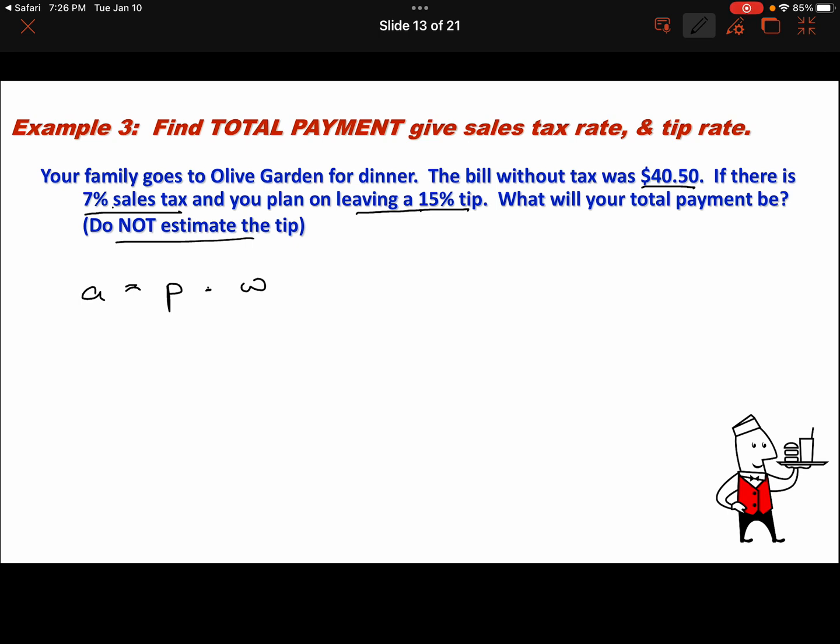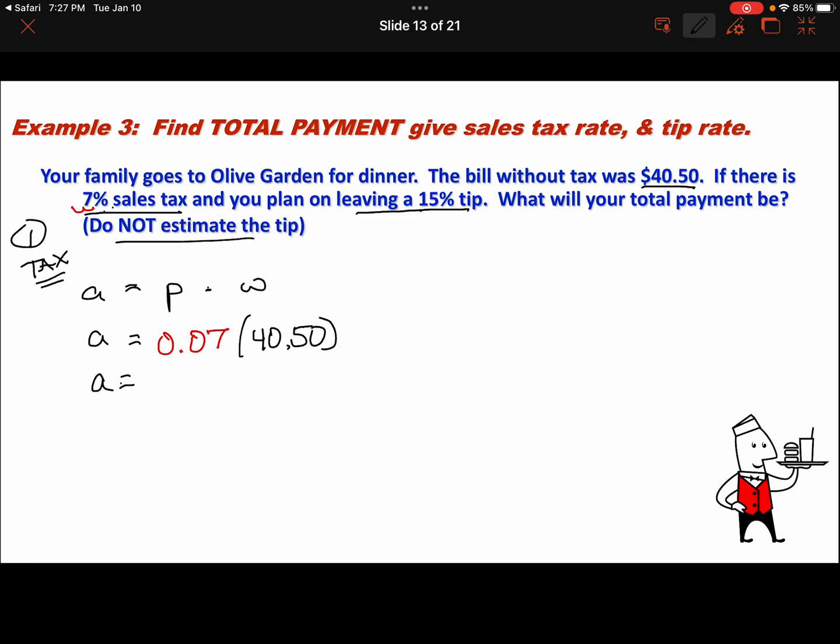So we are going to first figure out our tax. Step one is to find the tax. Everybody write that down. Well, 7% is our sales tax, so we are going to grab that decimal point and move it over, and 7% is really 7/100. Our bill was $40.50, and that is our A.